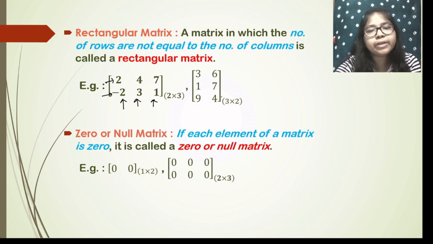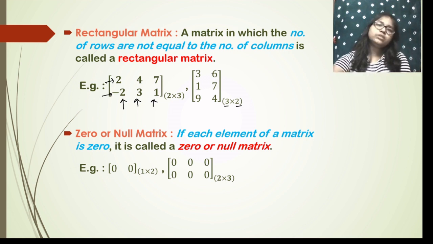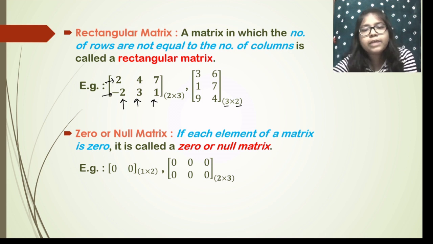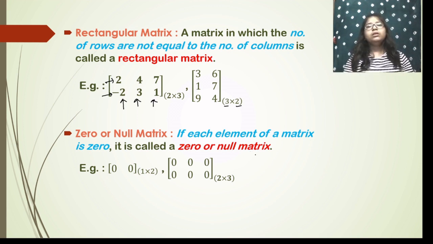So 2 by 3 matrix. Here number of rows is 3, number of columns is 2. Moving to the next type of matrix, that is zero or null matrix. If each of the element of a matrix is 0, it is called a zero or null matrix. So in zero or null matrix, every element should be 0, irrespective of the number of rows and columns. It can be anything.